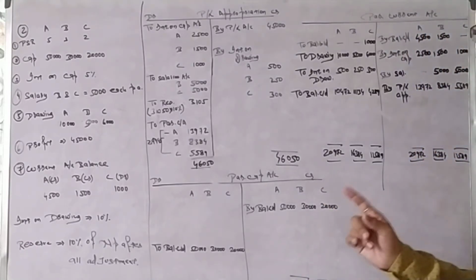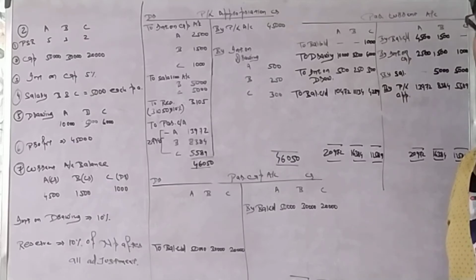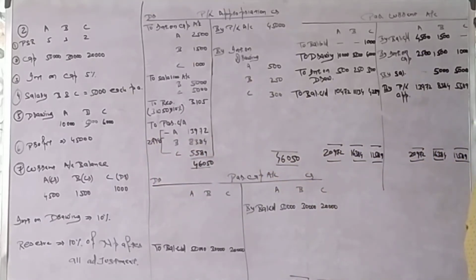That's how they are saying fixed capital. They don't want to change their capital figure unnecessarily due to all the adjustments. They don't want all these adjustments to affect their capital. That's why they are keeping their capital the same. Now all the figures will go to current account.